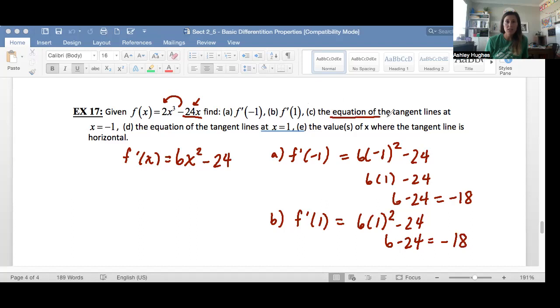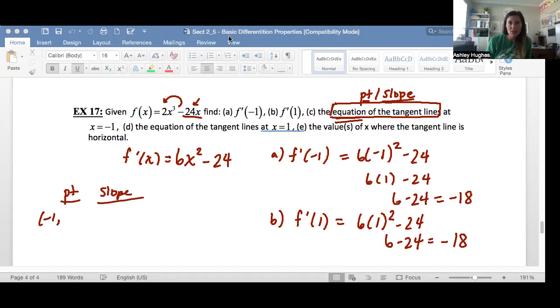The equation of the tangent line. If you remember from last time, when we see equation of tangent line, we need to think point, slope. So anytime you see equation, I want you to think point, slope. So point, slope, point, slope, and negative 1. So we got negative 1, comma, what's the point? Okay, so they didn't actually tell us the y value. How do you find a y value? Well, you just take it and you plug it into the function.